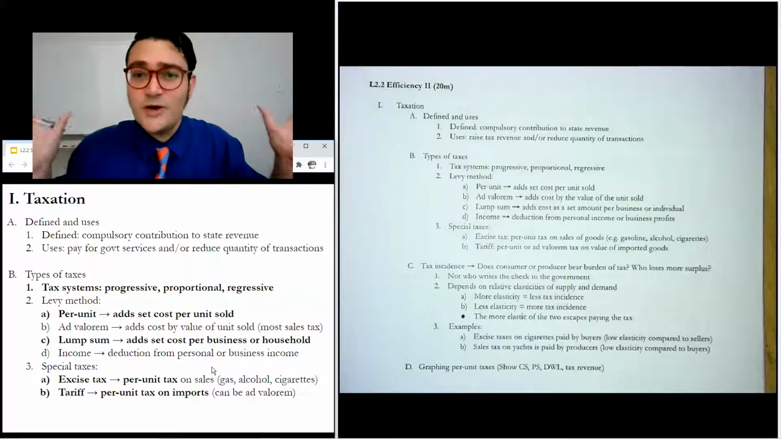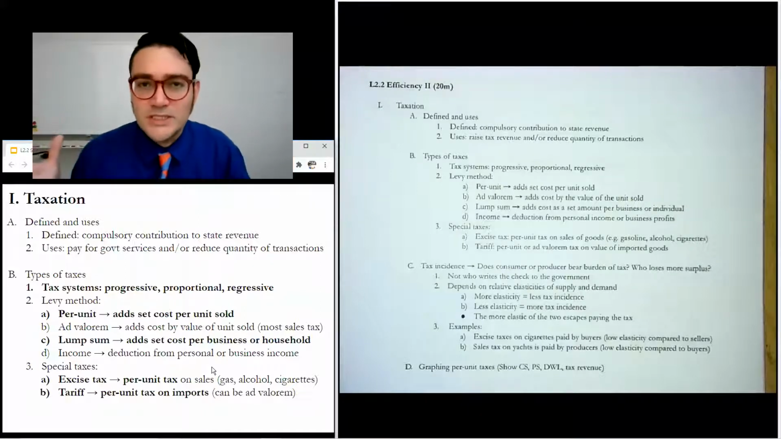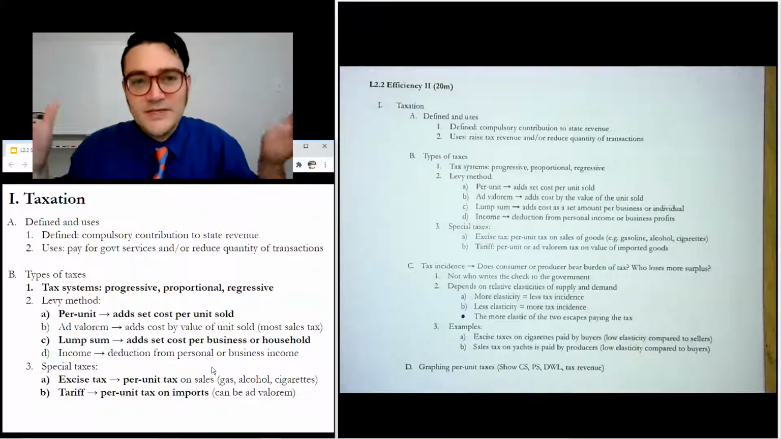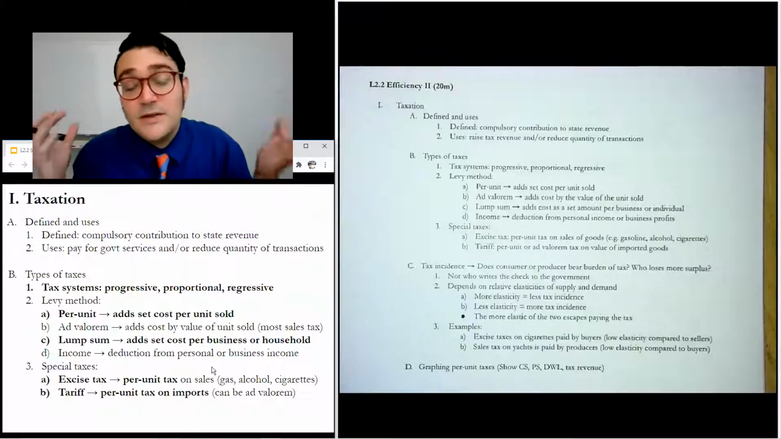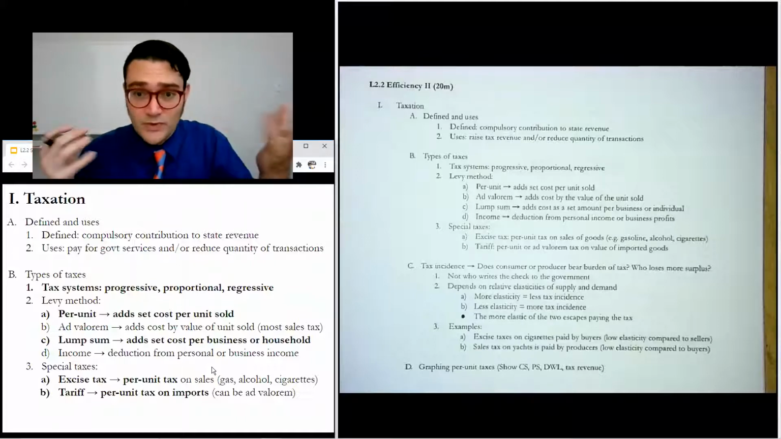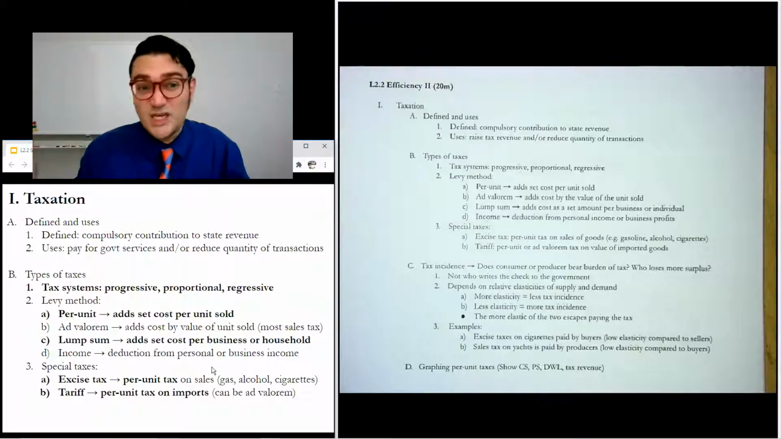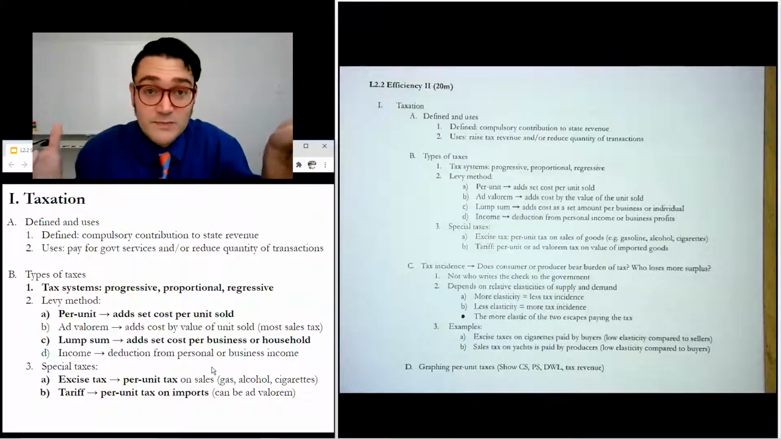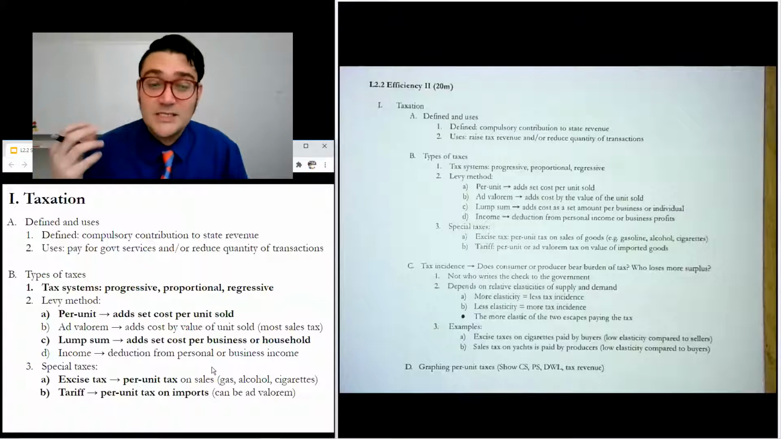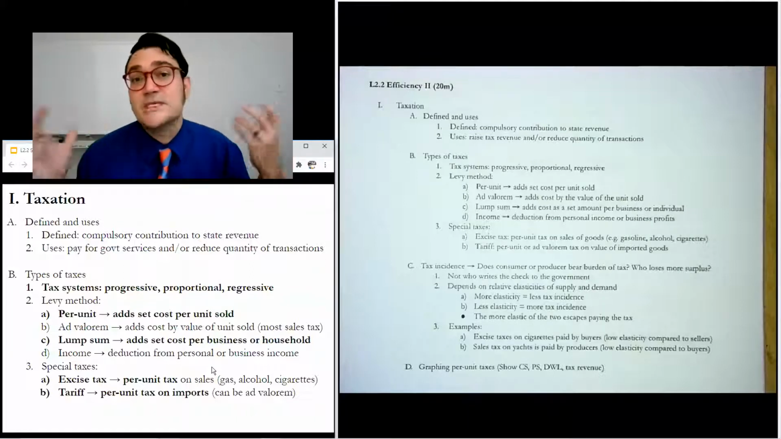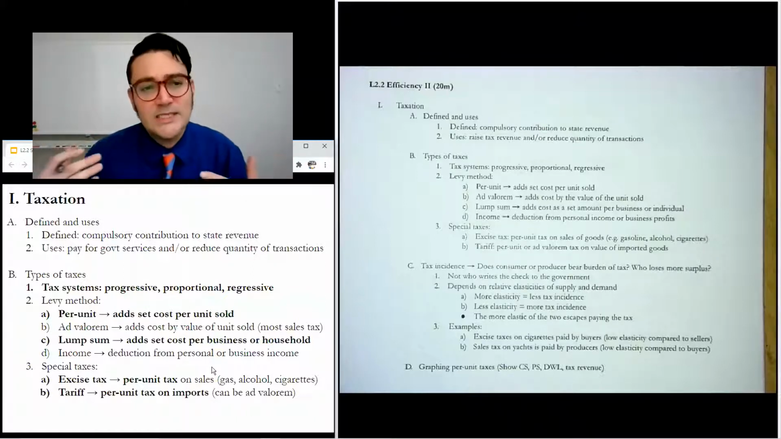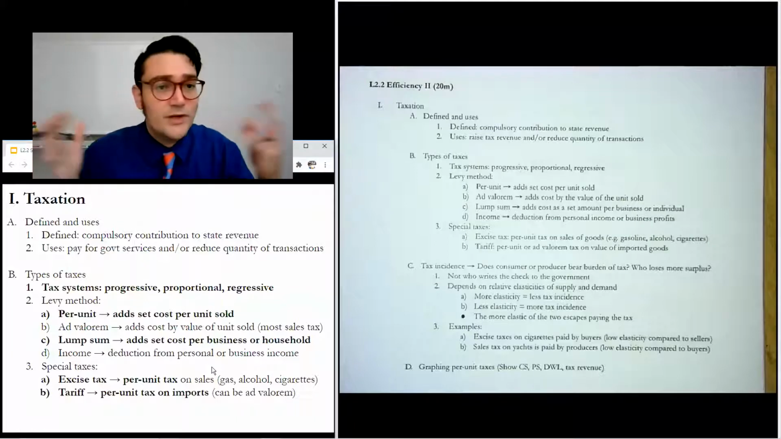Now, taxes, what are they? Well, they're just compulsory contributions to tax revenue. They just mean that you have to pay the state. That's all it is. And there are two purposes. One is to raise tax revenue to pay for government stuff, right? They need money to pay for their government stuff. And second, sometimes taxes are just used to reduce the quantity of transactions. And we'll see why that happens shortly. So either one of those, or maybe even both.